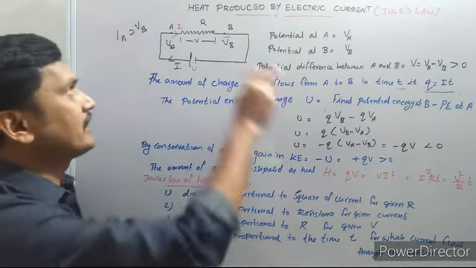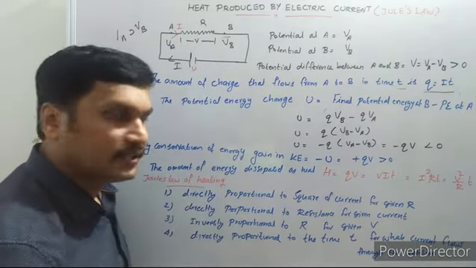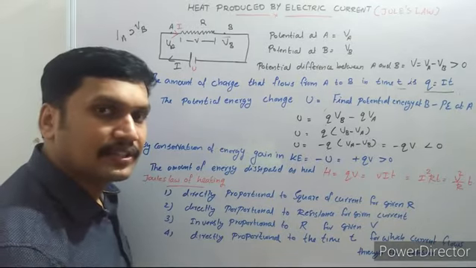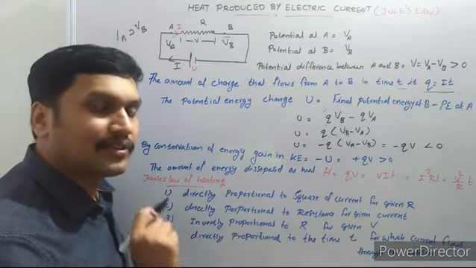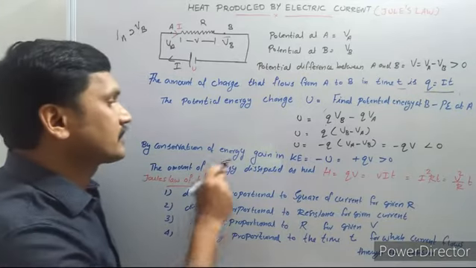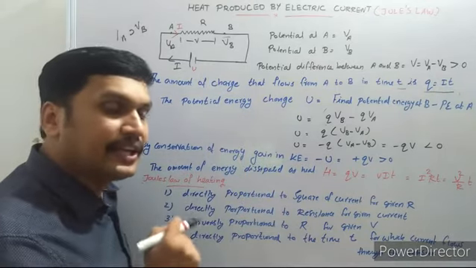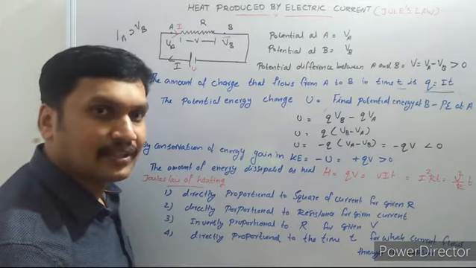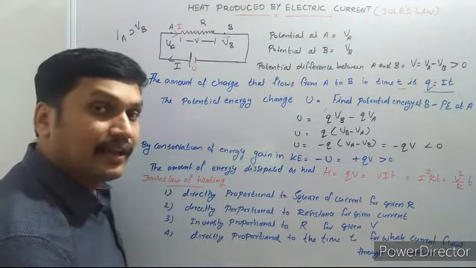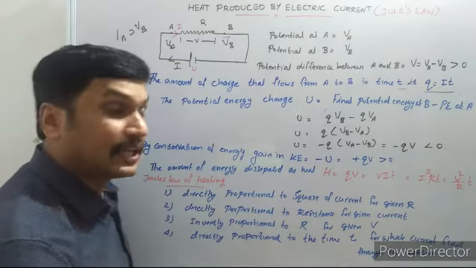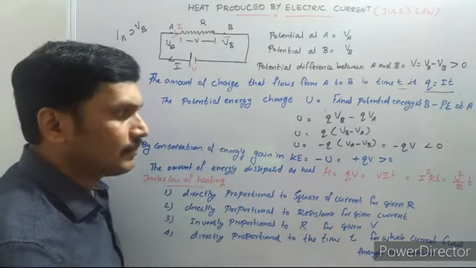So we can say when the charge is moving from A to B, there is a decrease of potential energy. But remember, by the conservation of energy, energy is always conserved. The decrease in potential energy will be the gain in kinetic energy of the charge. Once the potential energy of the charge decreases, there will be an increase of kinetic energy. The kinetic energy of the charge will increase when it is moving from A to B.